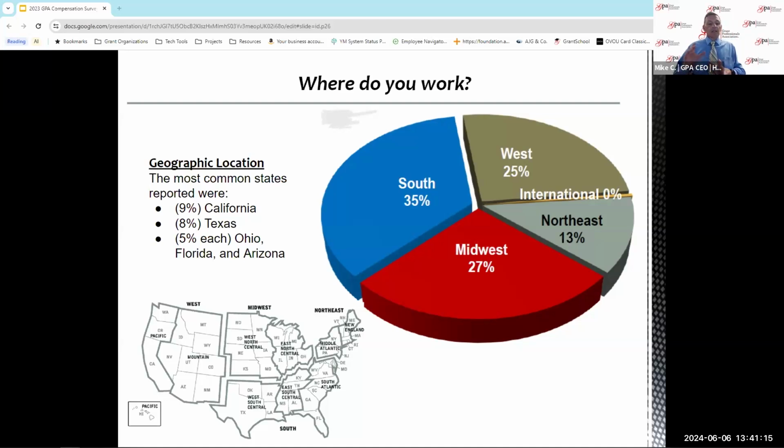And again, when you get into the actual report itself, there's data by region where applicable. And again, the international slice there shows 0%. So as I recall, there is some international data, but again, it's not enough for us to be able to report on as a total.